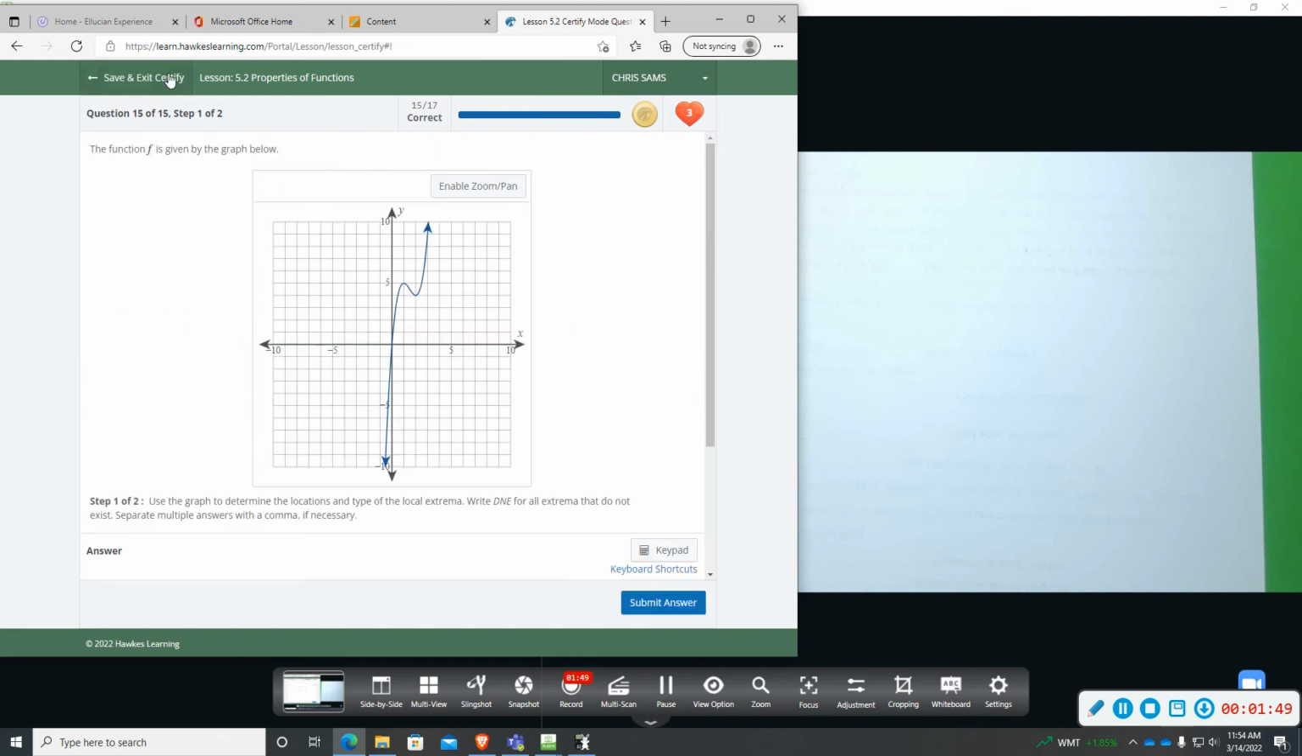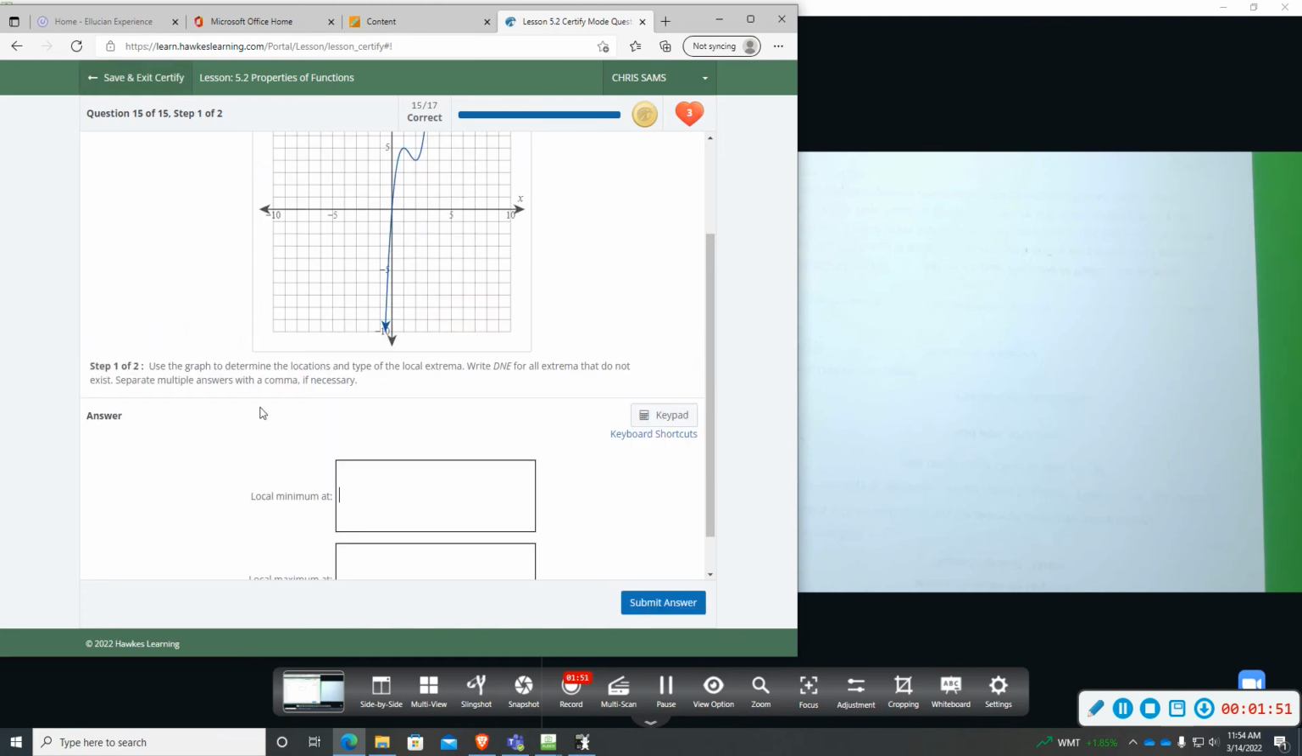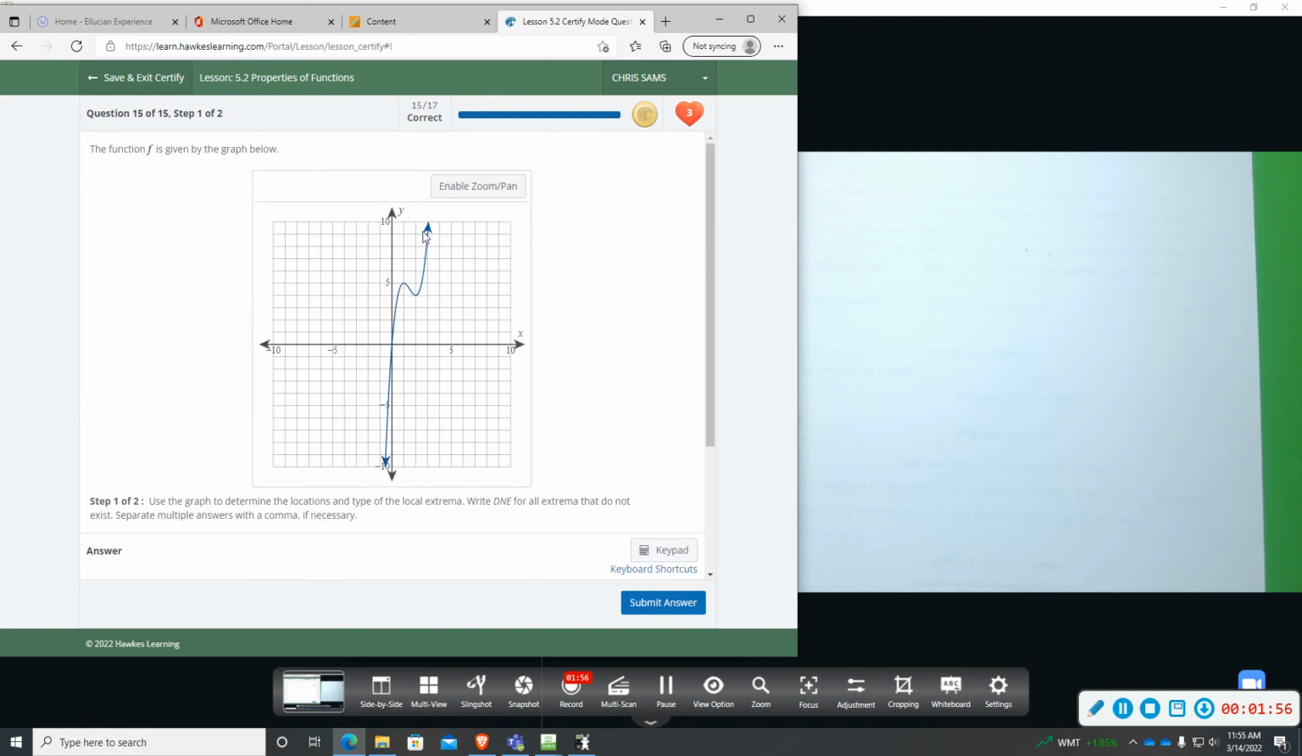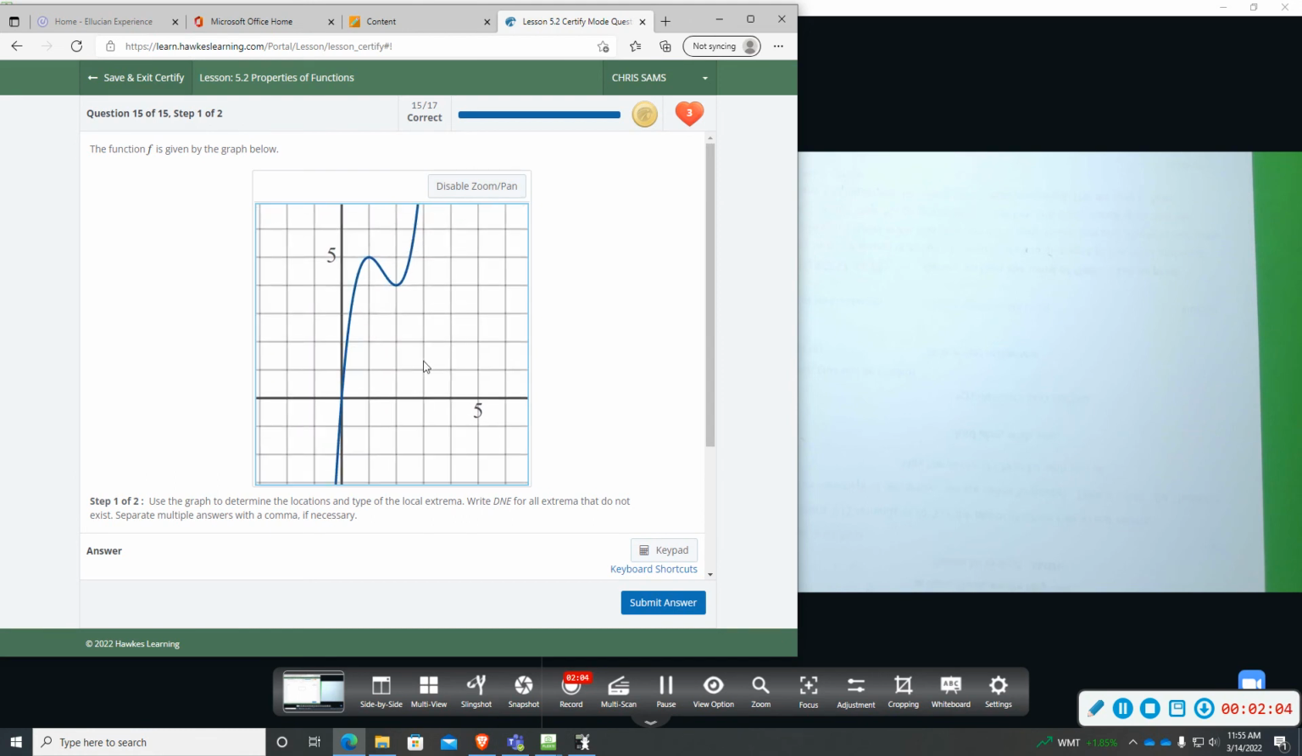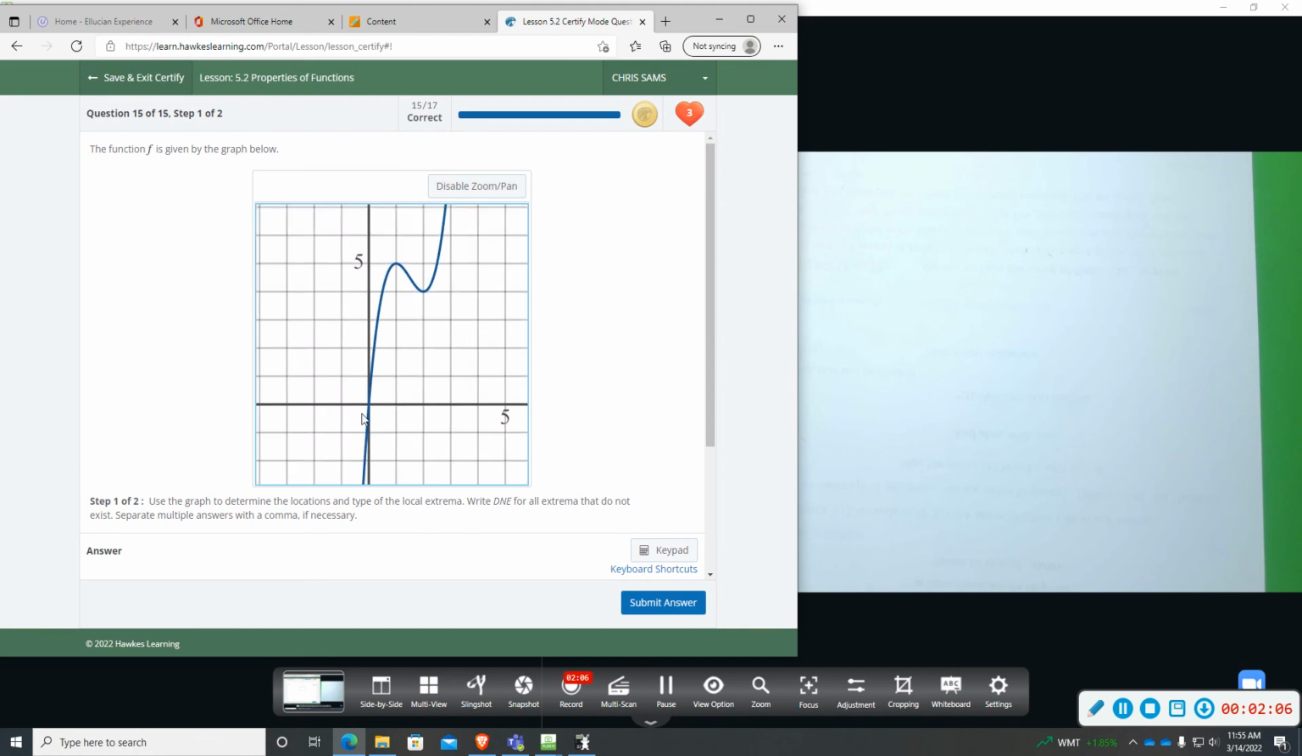All right, and then for 15, we're going to be doing the same thing. We're going to use the graph, find the local extrema. Now notice there's no absolute maximum, there's no absolute minimum, but we do have a high point here and a low point. Okay. And this looks like it's counting by 1s, 1, 2, 3, 4, 5.